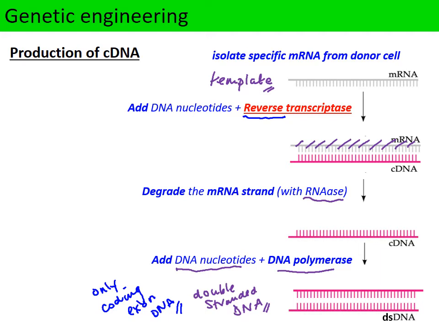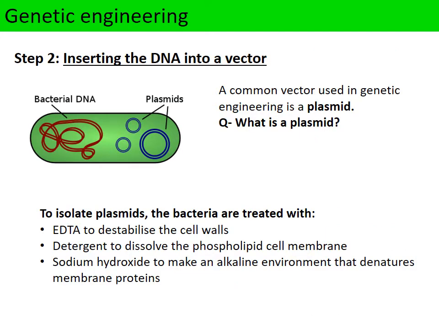And that's going to be quite beneficial because we're going to insert this double-stranded DNA into a plasmid and put the recombinant plasmid into a bacterium, so the bacterium can make our human insulin for us. So once we've made the human gene using this reverse transcription method, we need to insert the human gene into a plasmid to make a recombinant plasmid.